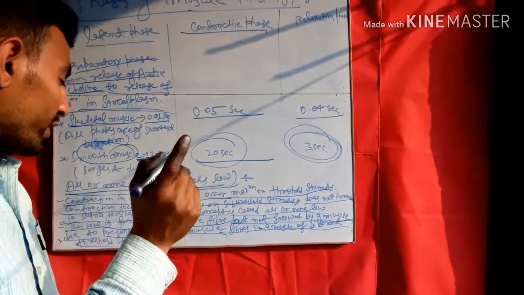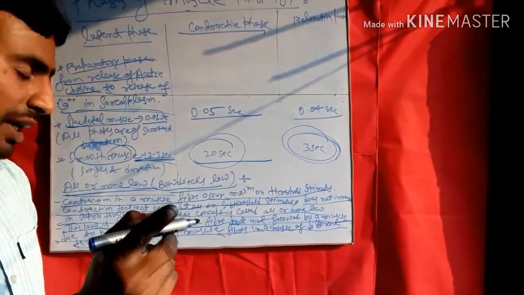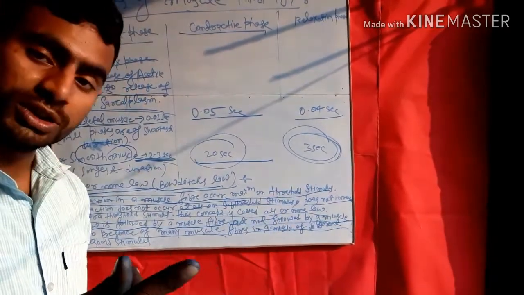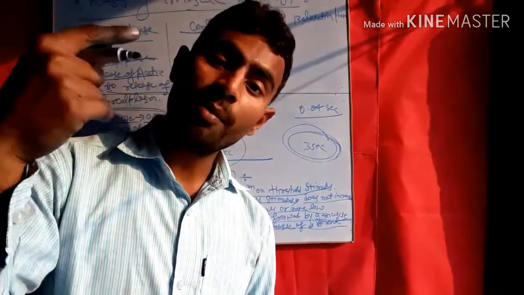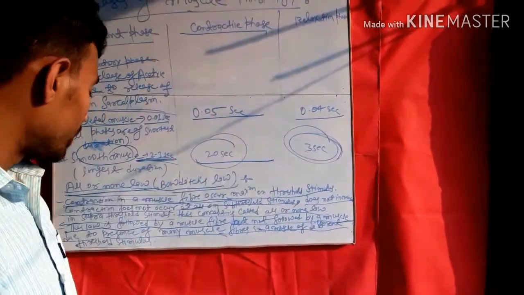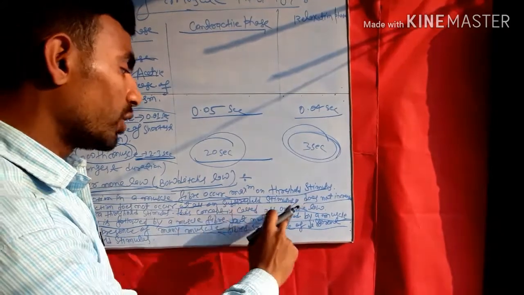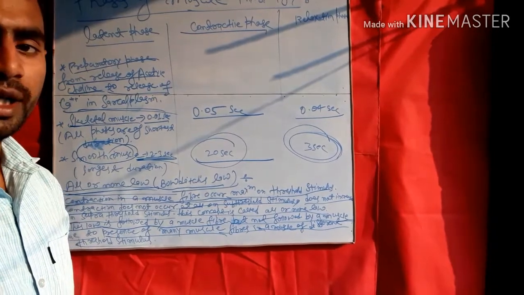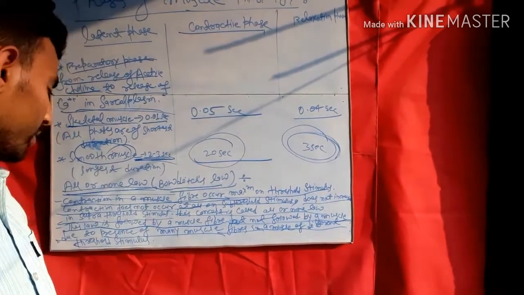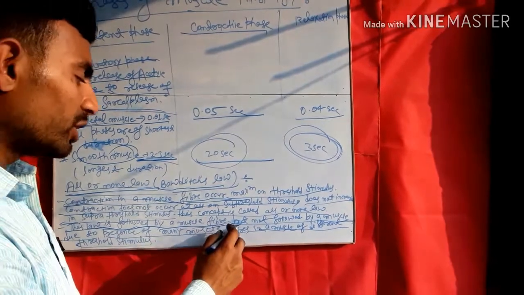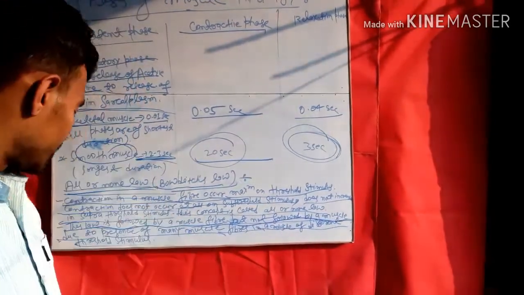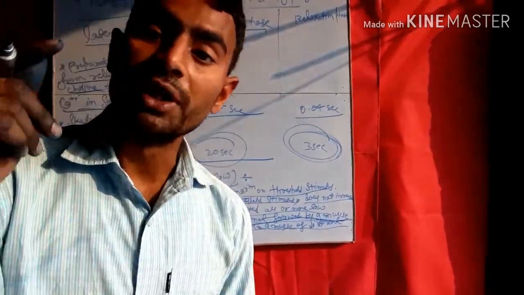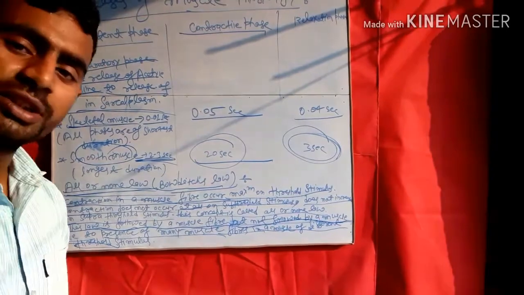Finally, the all or none law says that contraction in a muscle fiber occurs on maximum threshold stimulus, not on subthreshold stimulus, and does not increase on suprathreshold stimulus. This law is followed by muscle fibers but not by a muscle, due to the presence of many muscle fibers in a muscle of different threshold stimulus.